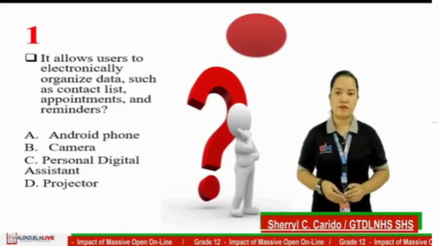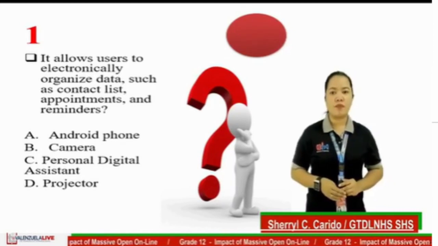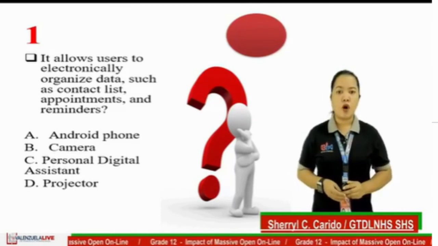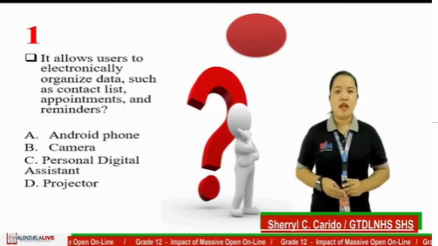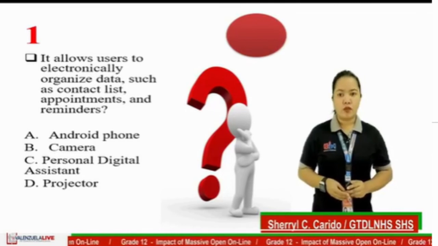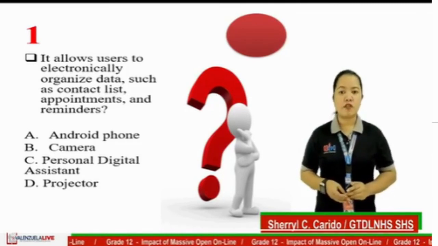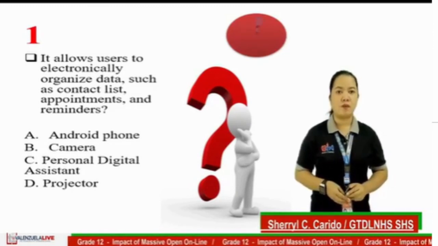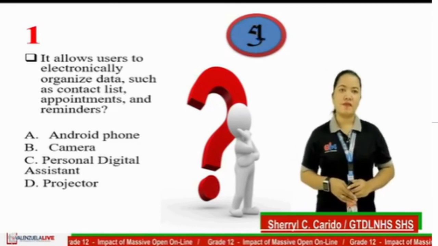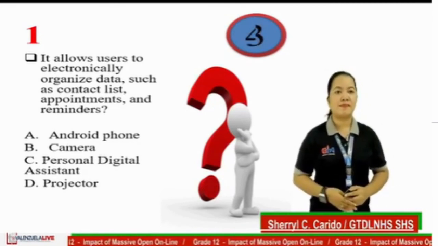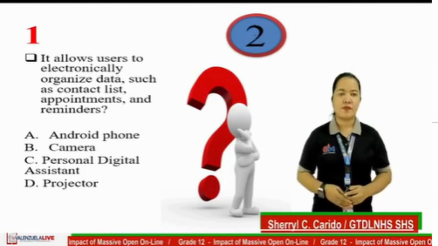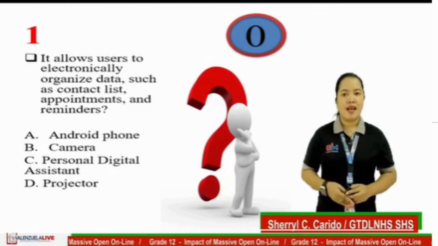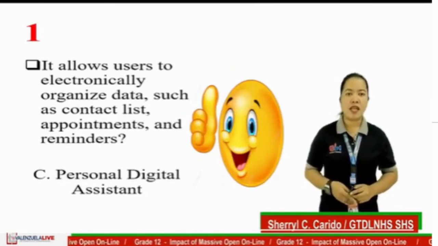So let's start. For question number 1, it allows users to electronically organize data such as contact lists, appointments, and reminders. A. Android phone. B. Camera. C. Personal digital assistant. Or D. Projector. Your 5 seconds starts now. Time is up. The answer is letter C. Personal digital assistant.